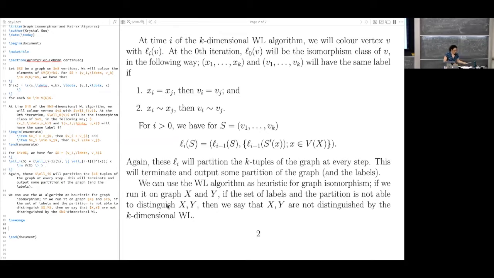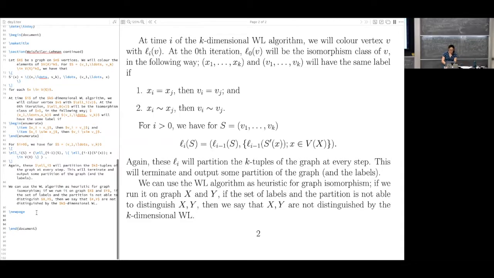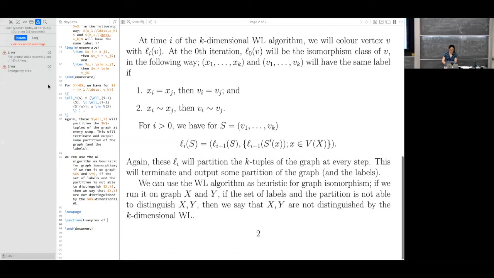Okay, so, oh, sorry, we're about to see two examples. So now we have examples of, why? Oh, okay, bracket, yeah.